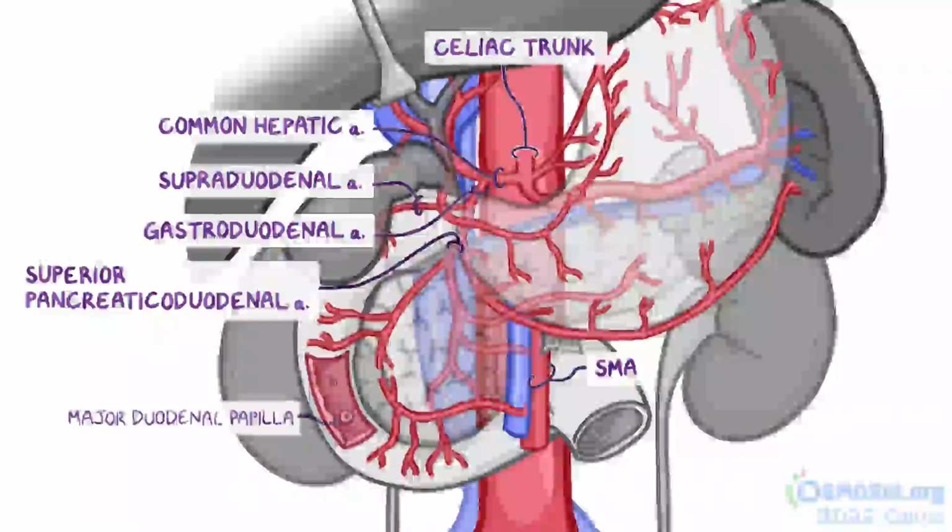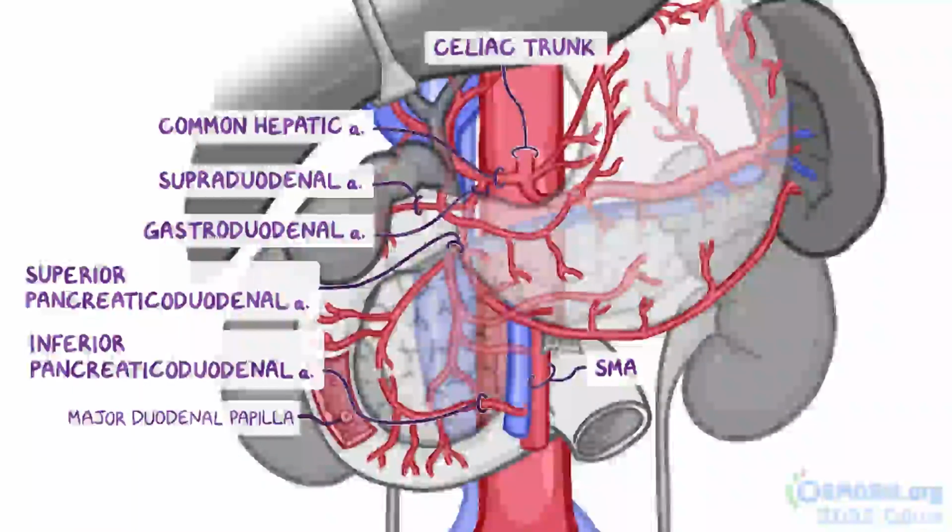The SMA, on the other hand, gives off a branch called the inferior pancreaticoduodenal artery, which supplies the other two parts of the duodenum distal to the major duodenal papilla. The superior and inferior pancreaticoduodenal arteries give anterior and posterior branches that connect with each other, forming anastomoses between the celiac trunk and the SMA.